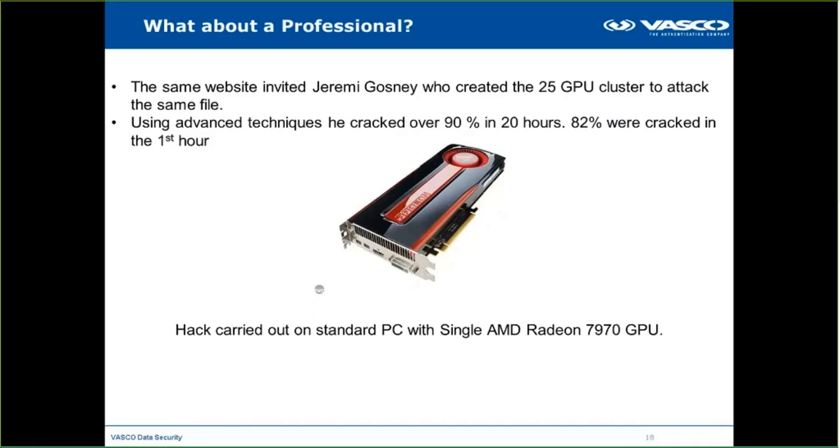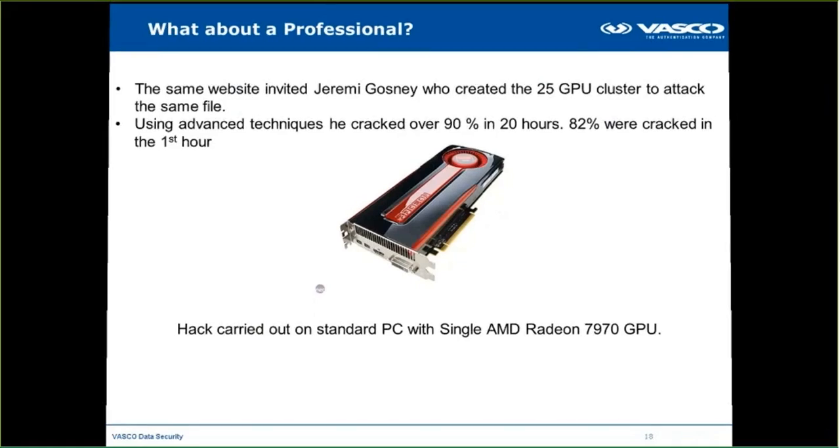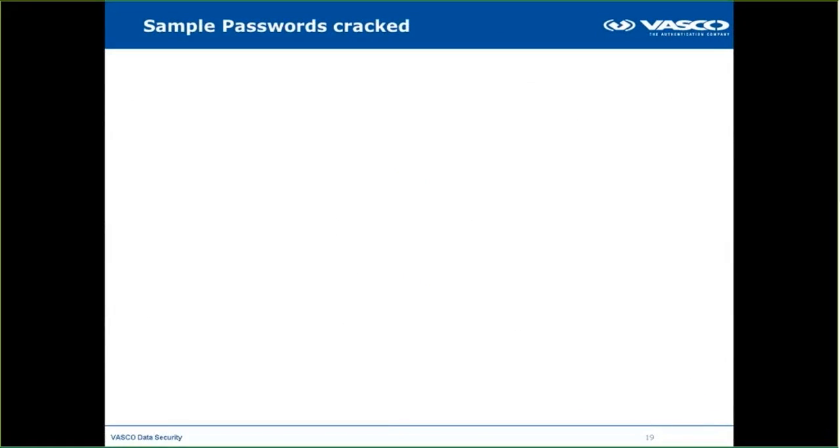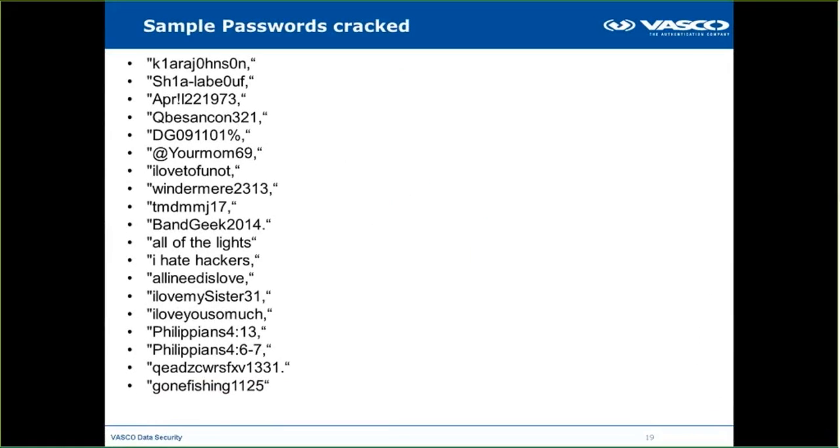And that was all carried out on a standard PC with an AMD Radeon GPU. The Radeon GPUs tend to be slightly better at password cracking than the NVIDIA ones, because of the AMD architectures, but it does sometimes ebb and flow depending on the GPUs that are out there. Some of the sample passwords that were cracked in that session, you can see Banned Geek 2014, I Hate Hackers, All I Need Is Love, and my personal favorite was the last one here. You won't ever find this using brute force, so you can see that that was attacked quite easily.